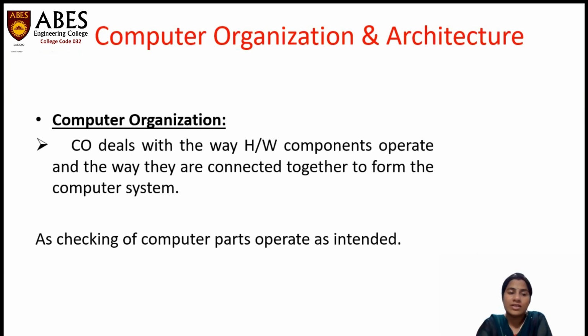What is computer organization? Computer organization, or CO, deals with the way hardware components operate and the way they are connected together to form a computer system, so that the computer parts operate as intended. We know computer organization is a combination of hardware connected to each other. So in computer organization, we are only dealing with the hardware component connections.